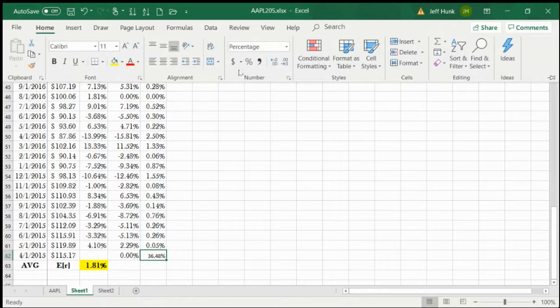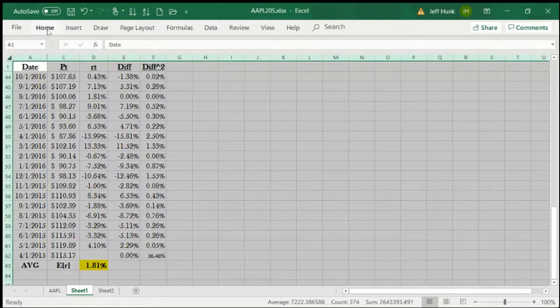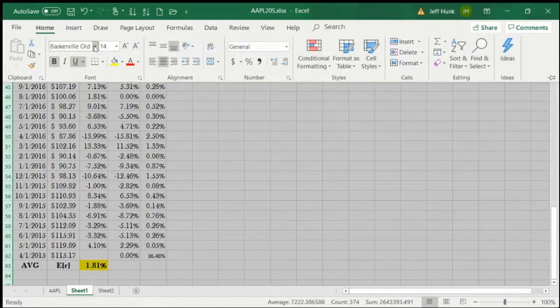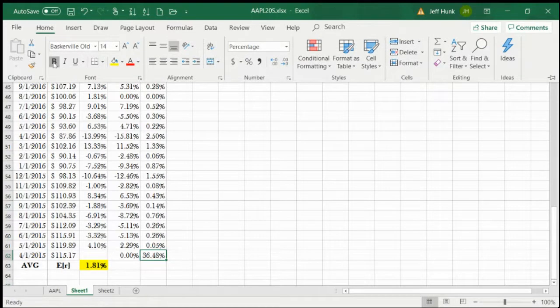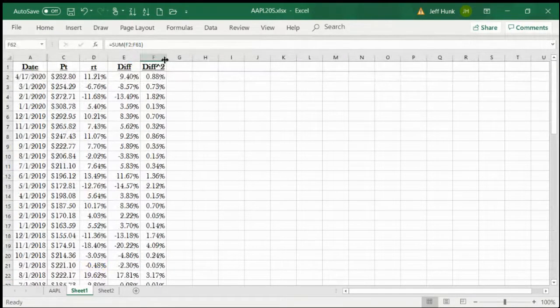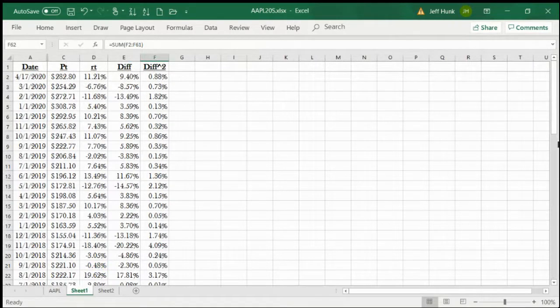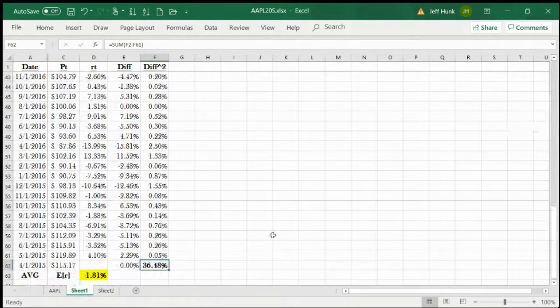Okay, so let me highlight the entire cell and make it 14. What is this? This is the sum of all the squared difference terms. So it's got a name. It's called SSQ.